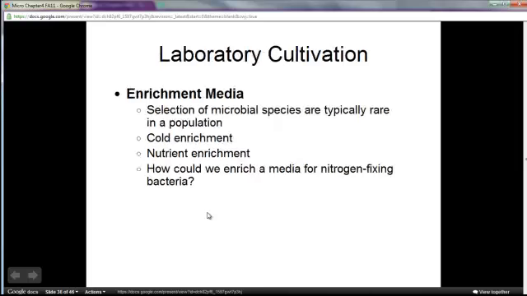So this last bullet point here, how could we enrich media for nitrogen-fixing bacteria, which is something we'll get into in much more detail in Chapter 6, but nitrogen fixers are going to use different types of nitrogen. They're actually going to reduce nitrogen compounds like ammonia and convert them into things like nitrate. So again, if we know we want a nitrogen fixer to grow more than it normally would, we would figure out what it likes to eat, and then we would add a bunch of that to the medium.